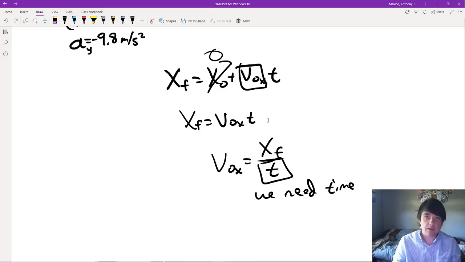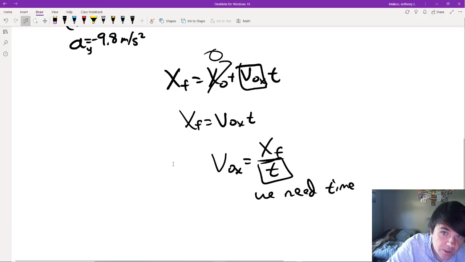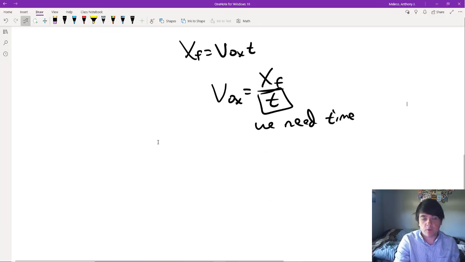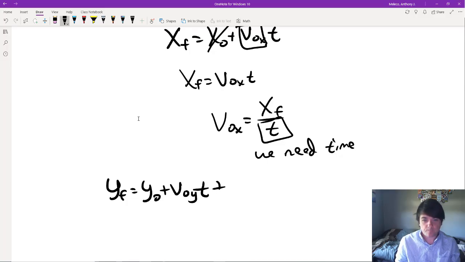We need time. And that's typically how these problems will flow. You'll get time in one coordinate and then plug it into the other. So in this case, we're going to get time from y. So the major y equation that we'll use is this guy, typically. Maybe we'll mess around with the v finals, but this is typically what we'll do.